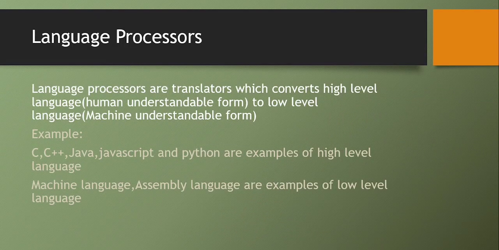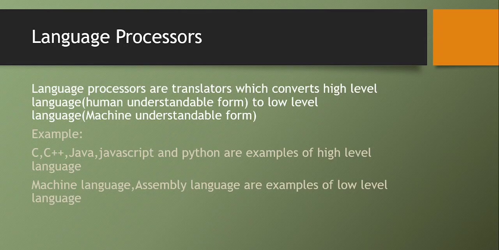Now, to talk about language processors, they are called language translators. That means it converts a high level language, which is a human understandable form. Generally, we understand the English form of language, and that will be converted to a low level language. Low level language is the machine understandable form, and it is highly pertaining to memory and memory allocation, deallocation, scheduling of algorithms, allocating of processor, and all these things are connected with the low level.